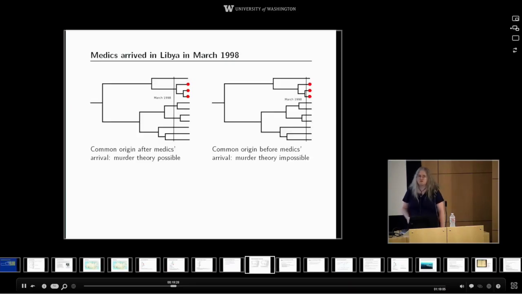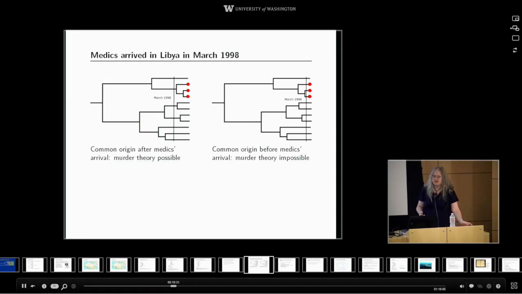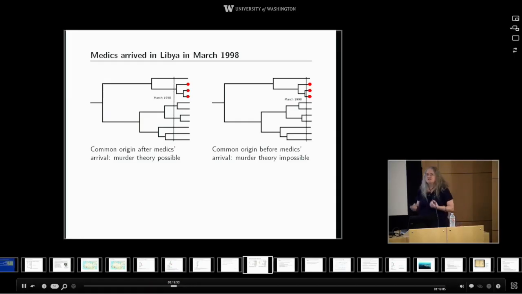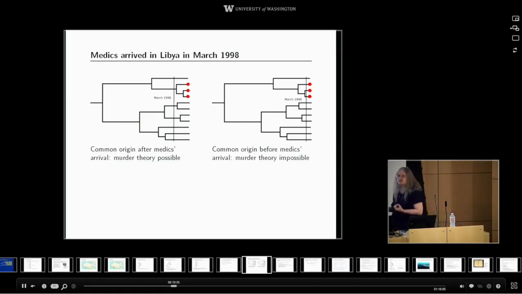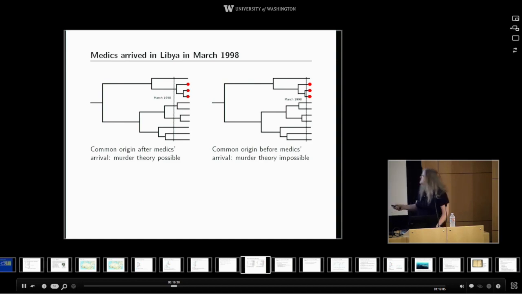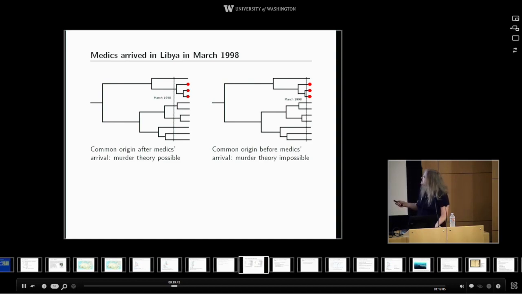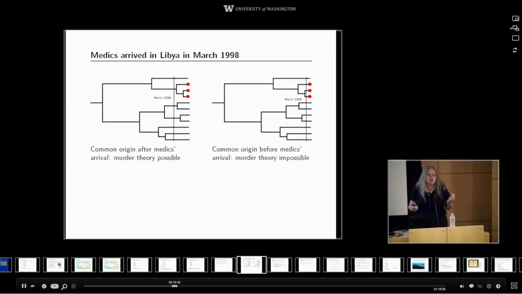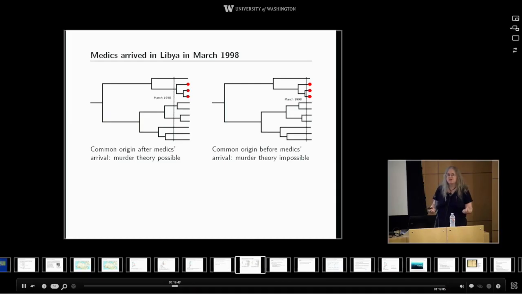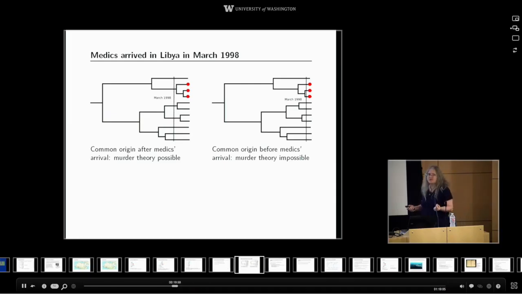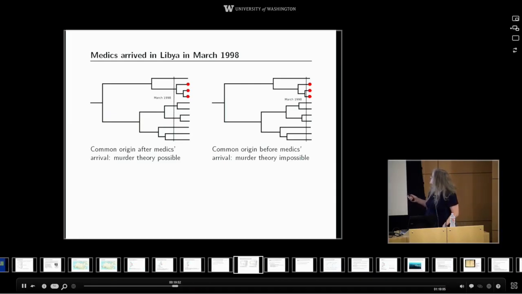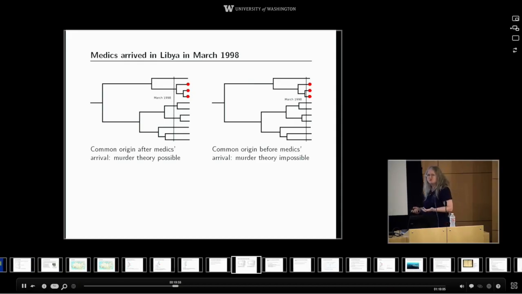We know that the medics arrived in Libya in March of 1998. When was this common origin of those strains becomes the critical question. If the common origin was after March 1998, that could represent the medics coming in with a bottle of contraband, say infected blood, and infecting children starting on that date. But if the common origin of these infections was well before March 1998, that theory won't really fly.